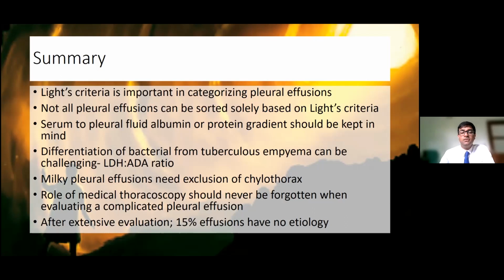And after extensive evaluation, 15% of effusions can have no etiology. So these are my references.